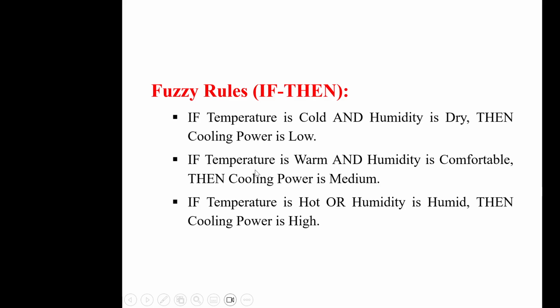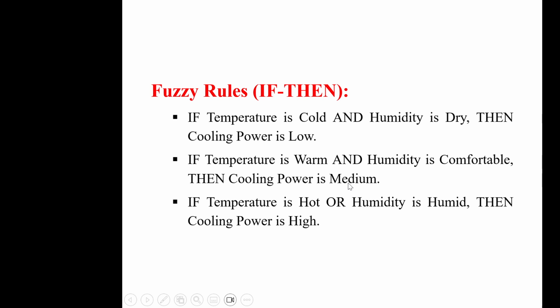And the same thing here, but the antecedent here, they are different from the first rule. The temperature is warm and humidity is comfortable. Then we still use AND, for us to be able to make cooling power, which happens to be the consequence, to be medium. Then temperature is warm should be 1. Humidity is comfortable should be 1 for you to have power to be medium. But any attempt for one of these particular antecedents to be false, this one is going to be false.